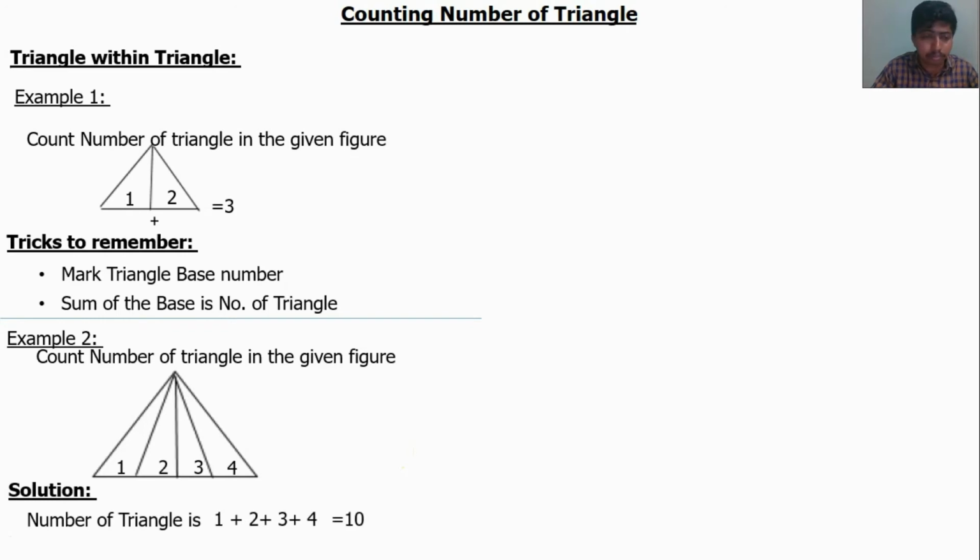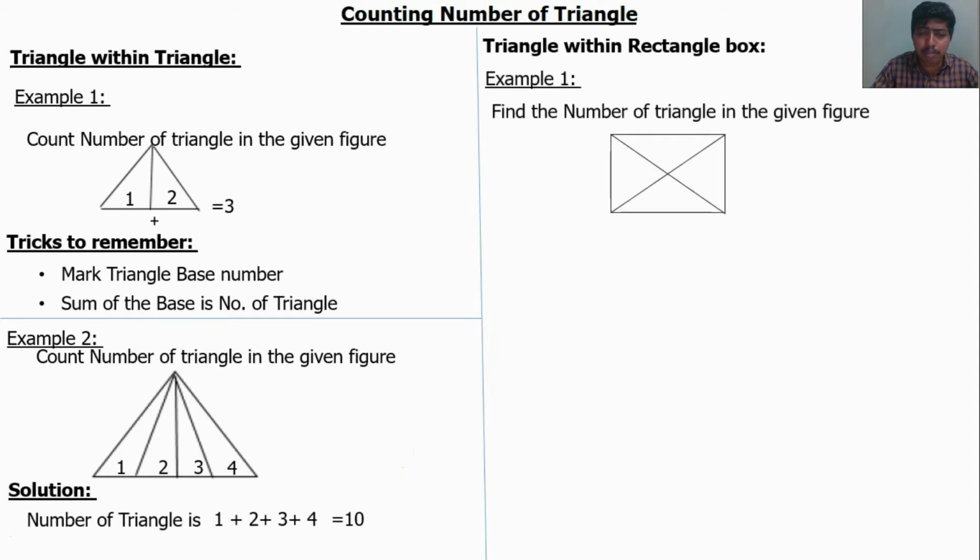Okay. The second case is triangle within the rectangle box. Let us take a problem. Here, this is a rectangle box. Triangles are available within the rectangle box. We have to count this.